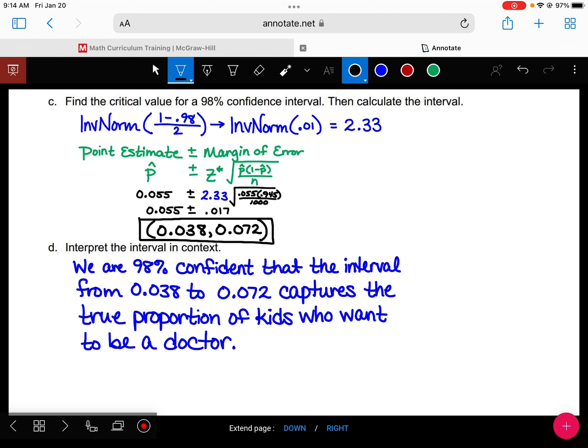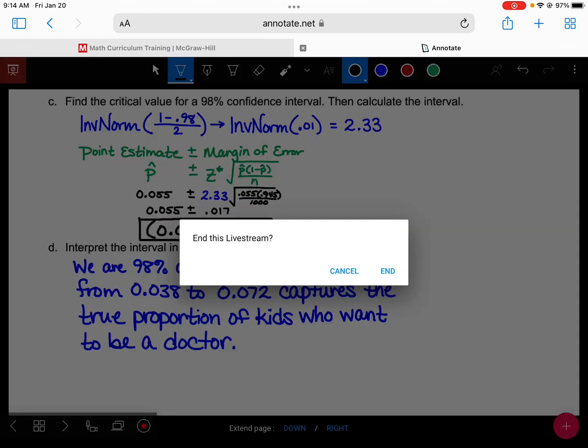Okay. We are going to keep talking, estimating population proportions here. If you need to grab a quick screenshot of what's up on the screen, go ahead and do so before I take it down.